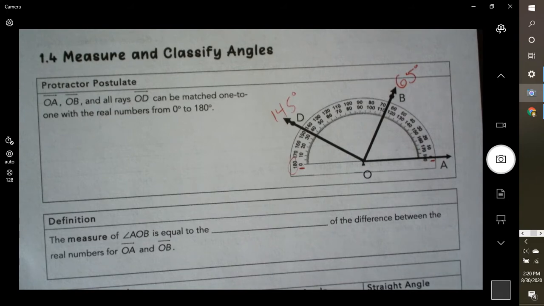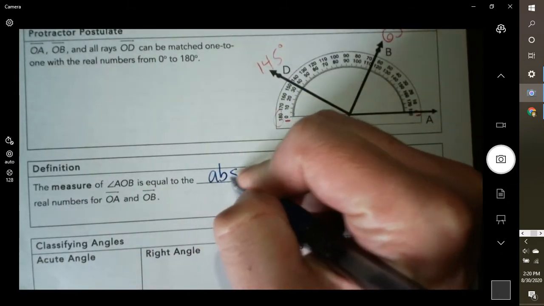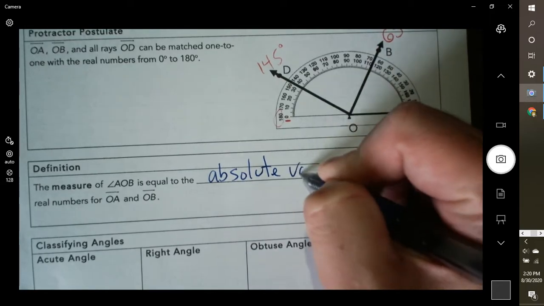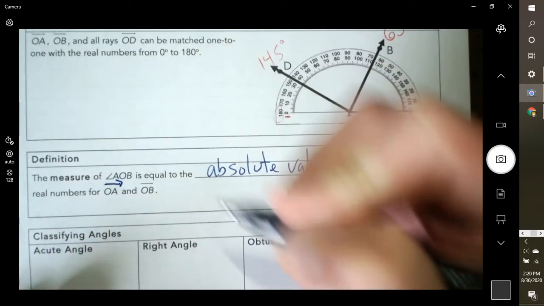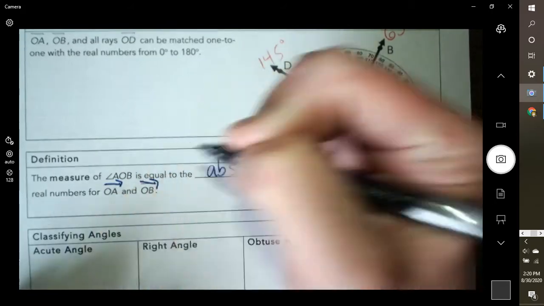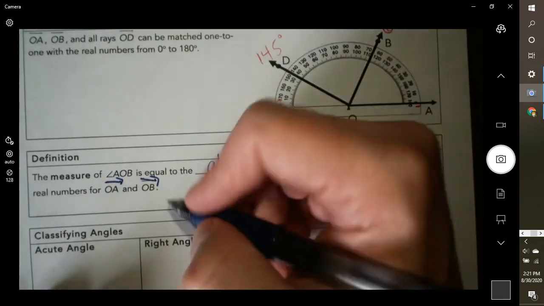So let's go ahead and fill in a blank here. The measure of angle AOB is equal to the absolute value of the difference between the real numbers for ray OA, put an arrow on the end there, and ray OB. And let's just go ahead and put the formula there, similar to when we were talking about line segments.